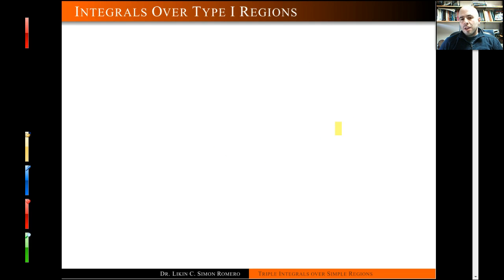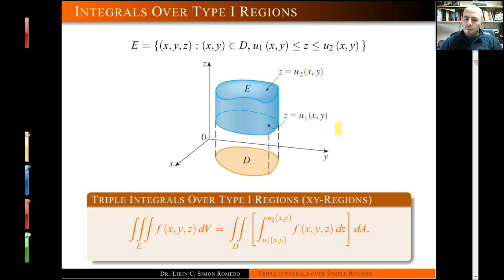How are we going to do the integrals over these type 1 regions? Well, it's pretty much the same thing that we did before. Since z moves between these two functions, those two functions are going to be your limits of integration when you integrate with respect to z. You do that first, and then the resulting thing is going to give you a double integral that we already know how to compute.